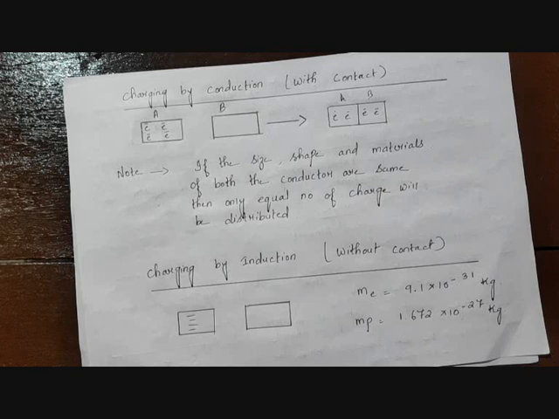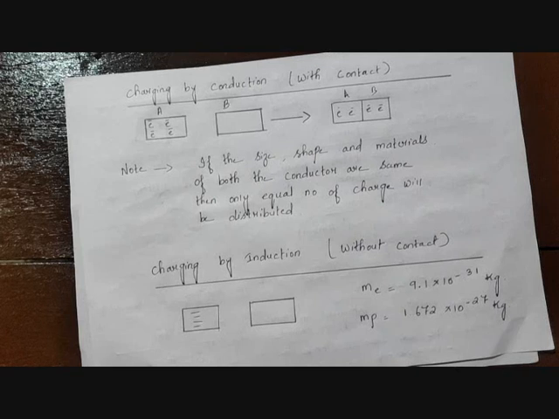So what is charge by conduction? Charge by conduction is simple: the two bodies should contact each other, then only can the electrons move or transfer from one body to another. Is it clear?